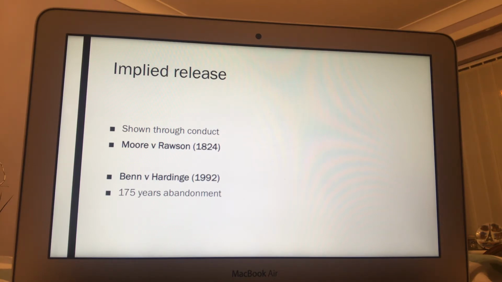The claimant's predecessor rebuilt land and put a wall up where there was previously a window. Therefore, the claimant could not claim an easement. This is because the predecessor had shown an intention to never make use of it again.